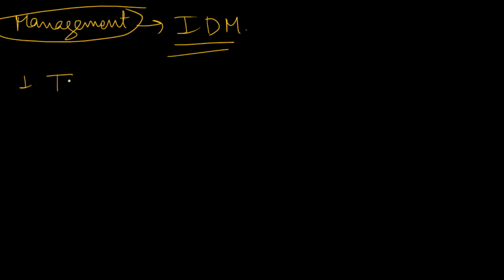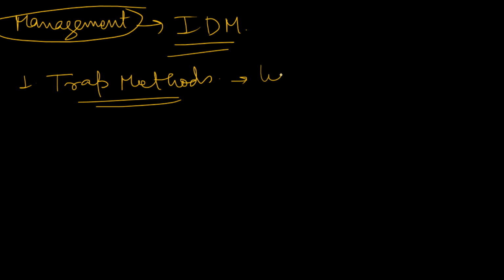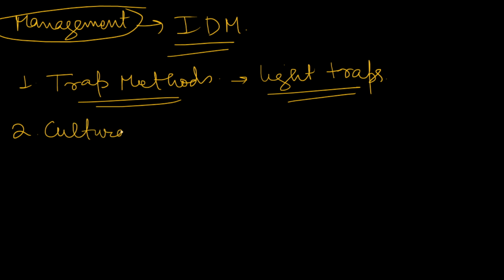So first of all, trap methods. In trap methods, we try to trap the leaf hopper, the green leaf hopper. Here we can use light traps, so that the green leaf hopper is attracted towards it and is not on the plants that much. So trap methods can be used. Cultural methods can be used.